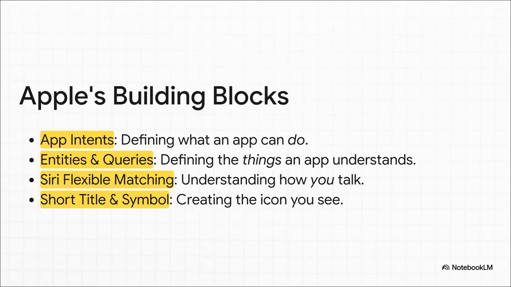And for our new note example, Apple gives developers these specific building blocks. We already talked about app intents, right? That's the verb, what the app can do. But then you have entities. Those are the nouns, the things the app understands, like a note or a folder. Queries are how the phone finds those things. And then there's this cool part called Siri flexible matching, which is basically machine learning that lets the system understand that make a note and create a new note mean the exact same thing. It gets how you talk.